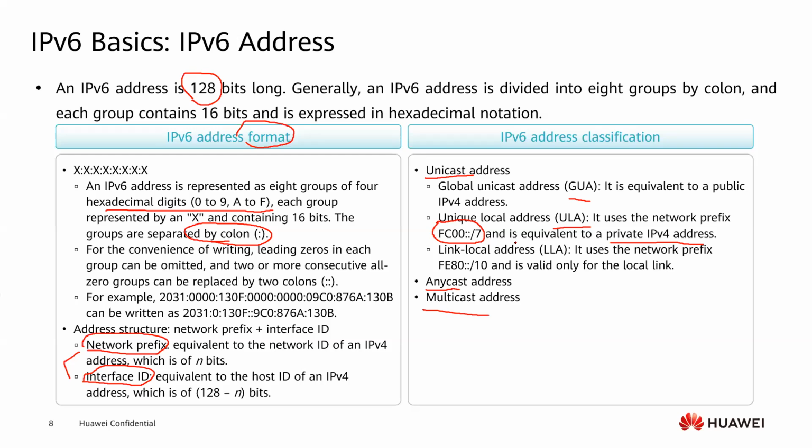And another important unicast address is the link local address, with the special network prefix FE80 with a length of 10. It's just another type of v6 address within a limited application scope, and this scope is only the local link. So these are the three classifications of IPv6 and also the three classifications of the unicast address.